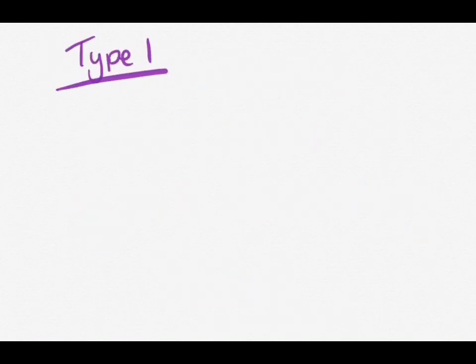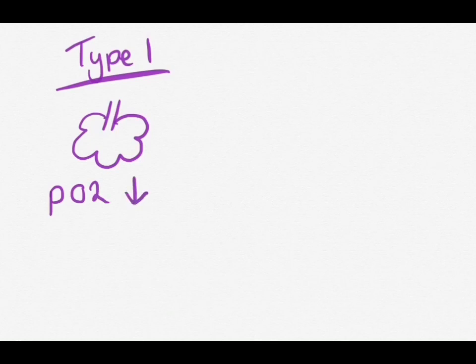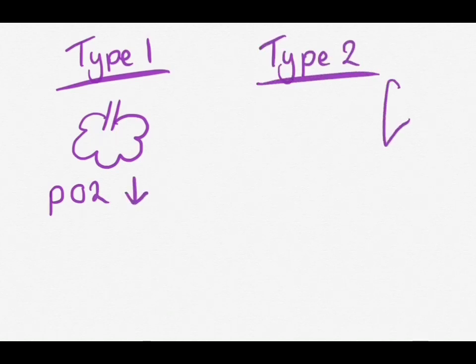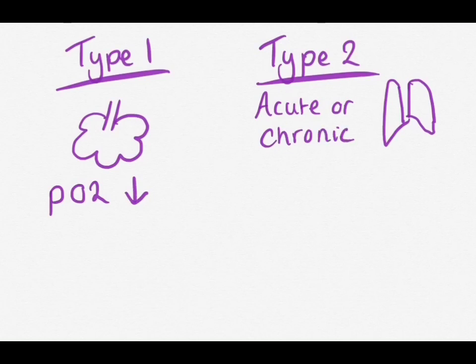There are two types of respiratory failure. Type 1, which is a failure of gas exchange, where your oxygen is low, and type 2, which is a ventilatory pump failure. This can be characterised into acute or chronic respiratory failure.